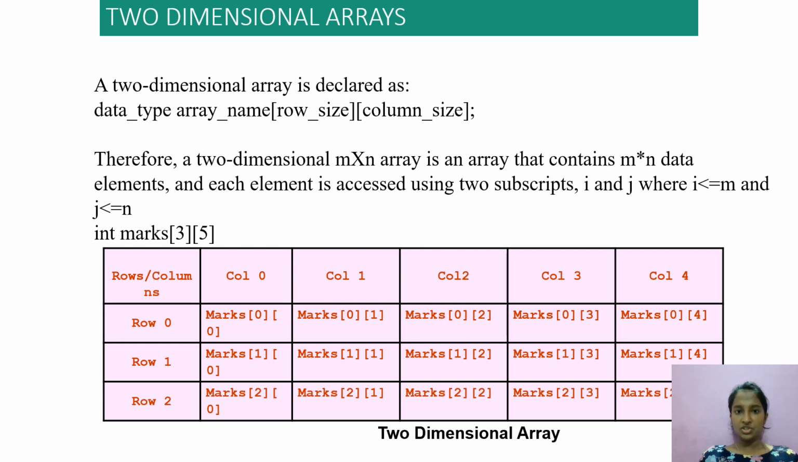Therefore, a two-dimensional m into n array is an array that contains m into n data elements, and each element is accessed using two subscripts i and j, where i is less than or equal to m and j is less than or equal to n.